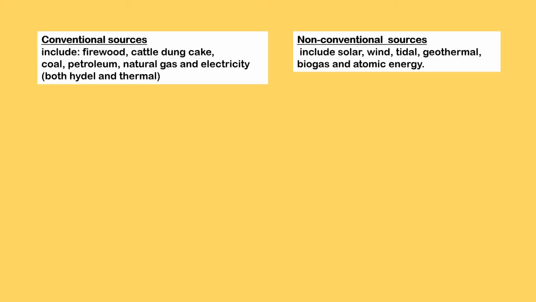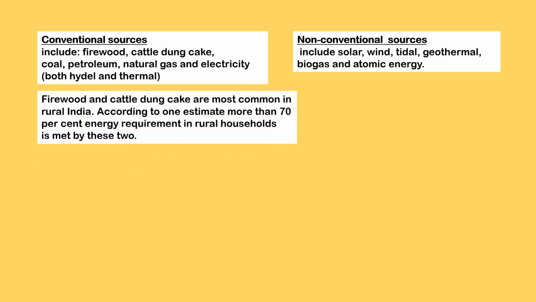Now, conventional sources and non-conventional sources. Conventional: firewood, cattle dung cake. In villages, it is still happening. Coal, petroleum, natural gas, electricity, that is from hydel and thermal, which is quite recent. Non-conventional: solar, wind, tidal, geothermal, biogas, and atomic energy. Now, firewood and cattle dung cake are a common sight in most of the villages in rural India. According to one estimate, more than 70% of the energy requirement of rural households is met by these two.